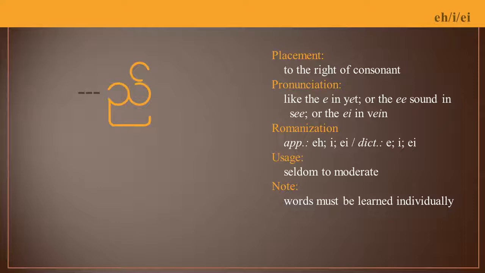Now here's the tricky part. This vowel has three different pronunciations. Sometimes it sounds like the E in yet, sometimes the double E sound in see, and sometimes like the EI sound in vain. Its romanized form then has to be in three different formats. On the language app, it's the letter EH, or the letter I, or the letter EI.